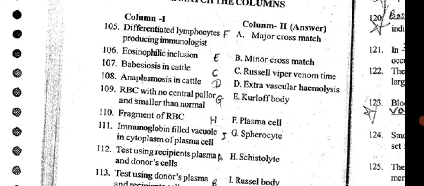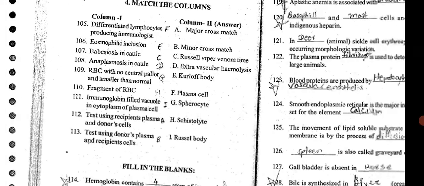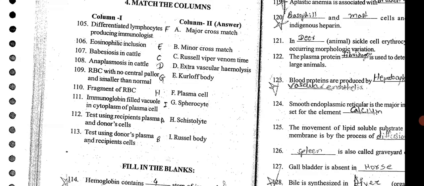Differentiated lymphocytes are the plasma cells. The eosinophilic inclusion is the Curl body. Curl body is the eosinophilic inclusion. BVSc in cattle is the Russell viper venom time. Anaplasmosis in cattle leads to extravascular hemolysis.